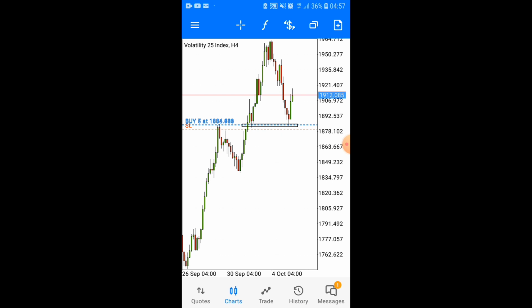Now let's get back to our trade. On the 4 hour time frame, I came to notice that the market is on a retest to the uptrend's previous higher low, and that's why I marked my support zone right here.